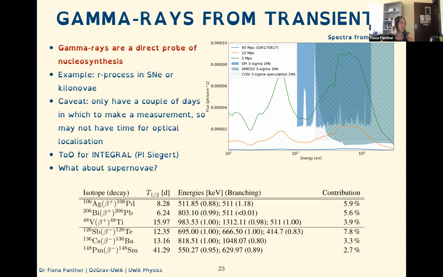And these down here, these are some of the isotopes that you'd look for. Things like silver, bismuth, vanadium actually in there, interestingly. Cesium, promethium.